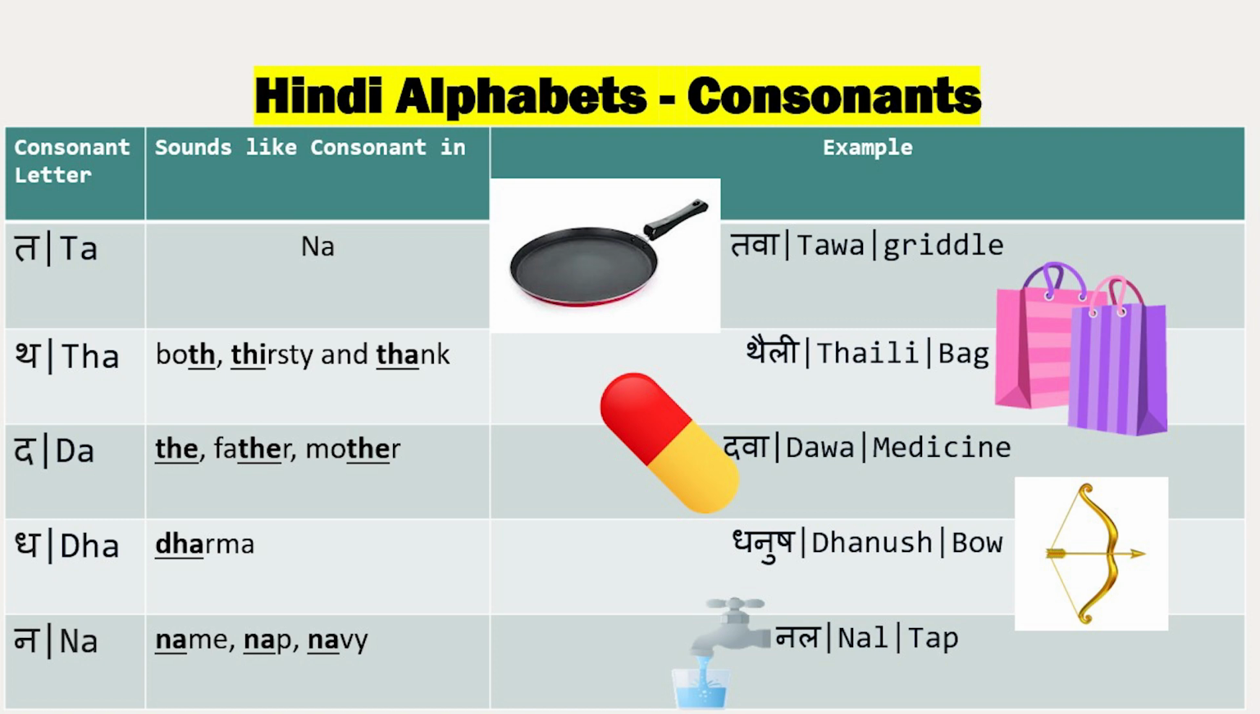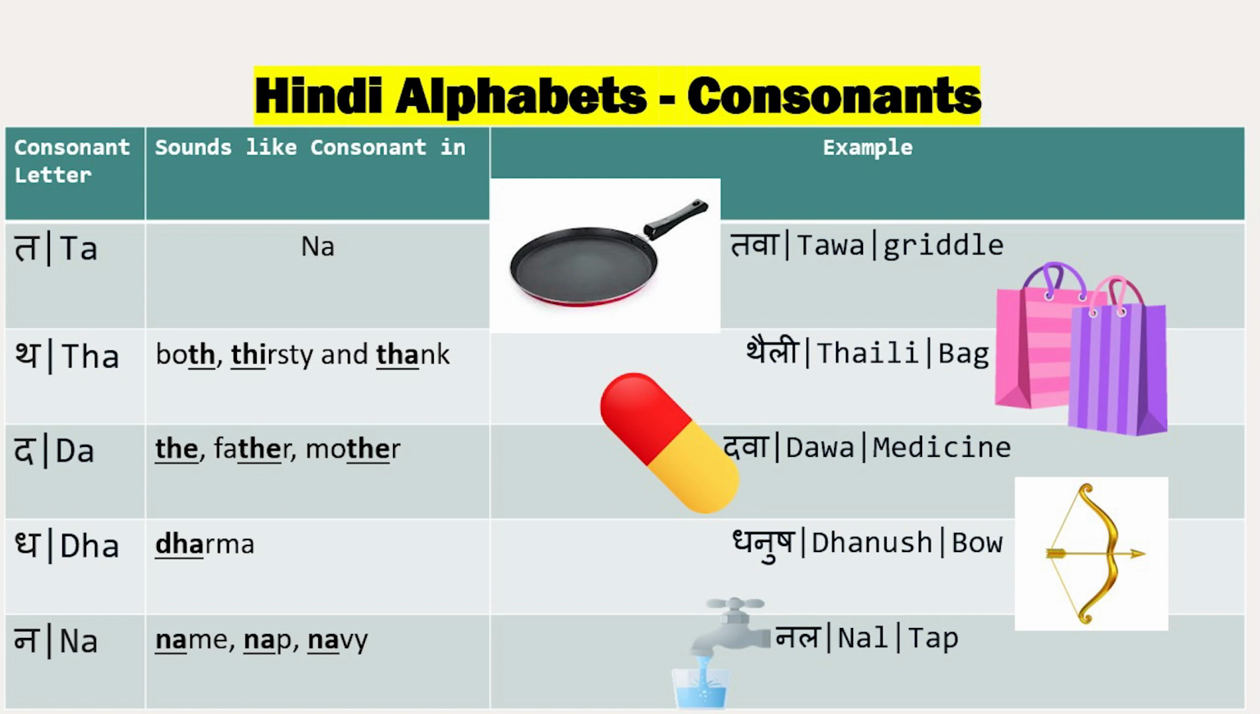Moving on, let's look at the next five consonants: ta, tha, da, dha, and na. The Hindi word tawa, which means griddle, starts with the letter ta. Next letter tha is like how you pronounce both thirsty and thanks. The Hindi word theli, which means bag, starts with the letter tha.